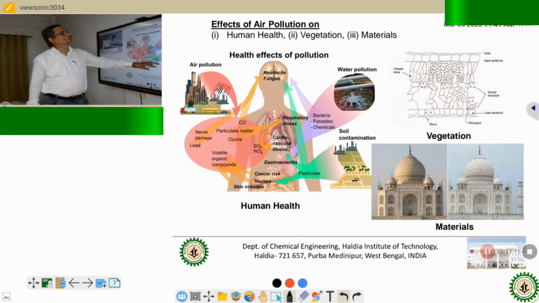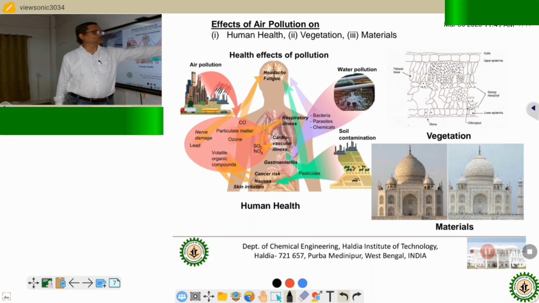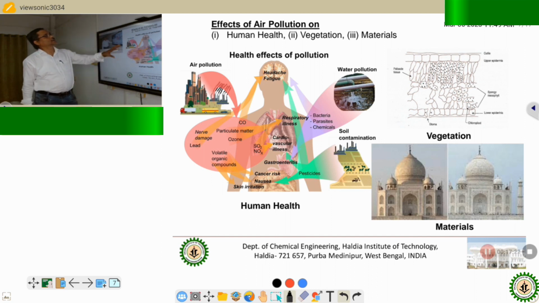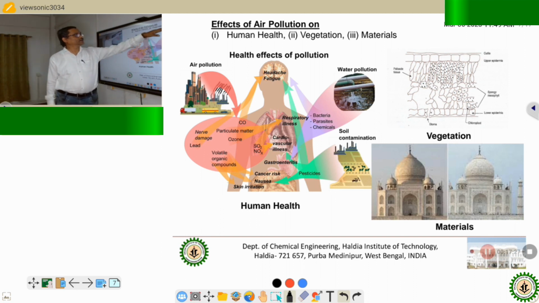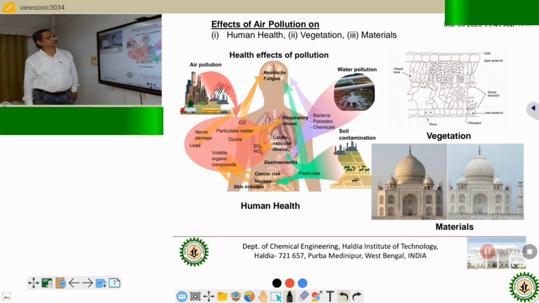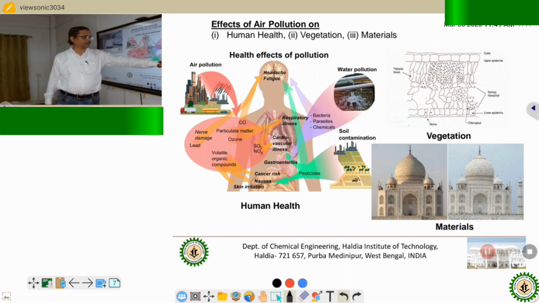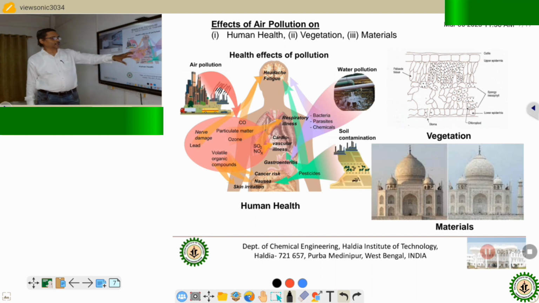The chloroplast will turn yellow in color. That is called chlorosis, and this type of disease may be found in our vegetation. Even materials, meaning our buildings, are affected. Earlier we saw that the Taj Mahal was bright white, but nowadays it appears off-white. Due to acid rain there is corrosion, and fading has taken place.